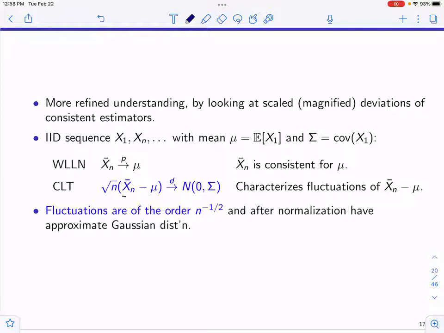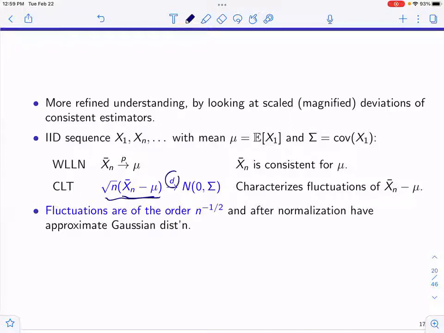Now, if I look at the difference x bar n minus mu, this difference is going to 0. But if I properly scale it, and the proper scale turns out to be root n, then this fluctuation stabilizes. It doesn't converge to anything in probability, but the distribution sort of converges to something. And so the CLT, the central limit theorem, is a statement about convergence in distribution. So the distribution of these sort of converges to a normal with mean 0 and covariance matrix sigma. So this is convergence in distribution.